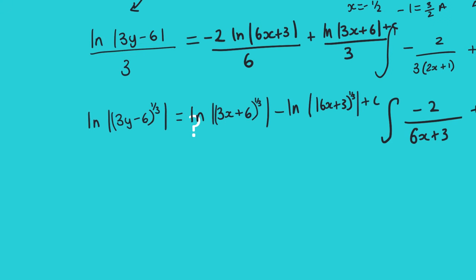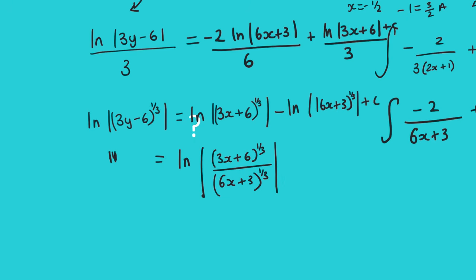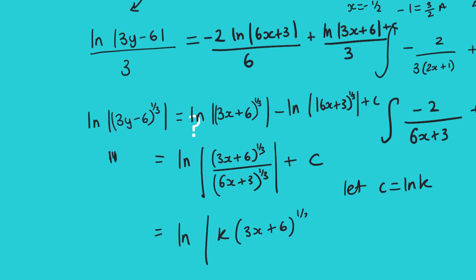Now remember, we need to make this all ln something. So this is going to stay the same. We're going to get equals ln of modulus 3x plus 6 to the power of a third over 6x plus 3 to the power of a third plus c. Now what am I trying to do with this plus c? So I'm going to say let c equal ln of k. So this is technically ln of k lots of 3x plus 6 to the power of a third over 6x plus 3 to the power of a third.